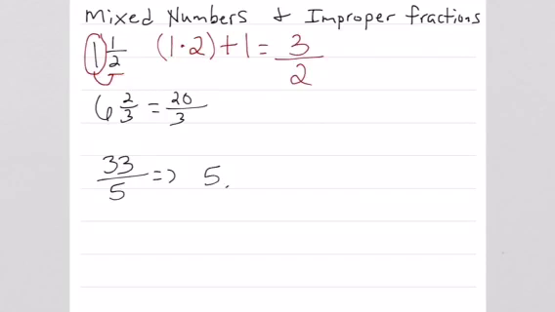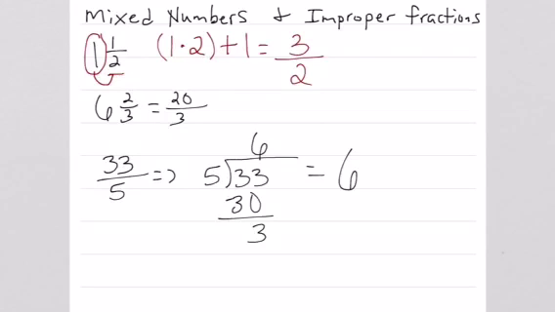We're going to take 5, divide it into 33. Well, 5 goes into 33 6 times. 6 times 5 is 30, and we have a remainder of 3. And so your quotient becomes your whole number. Your remainder becomes the numerator of your fraction, and then your denominator just stays the same as whatever you divided by, which in this case is 5. So 33 over 5 is the same as 6 3/5.